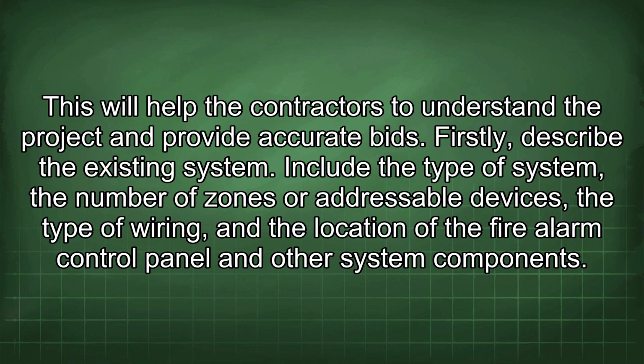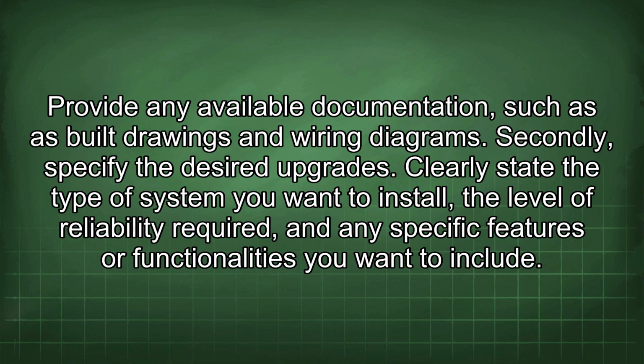Include the type of system, the number of zones or addressable devices, the type of wiring, and the location of the fire alarm control panel and other system components. Provide any available documentation, such as as-built drawings and wiring diagrams.